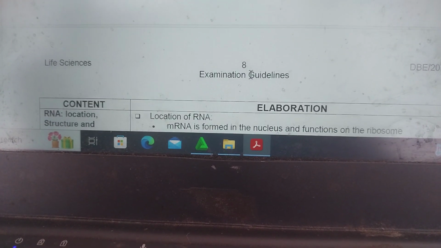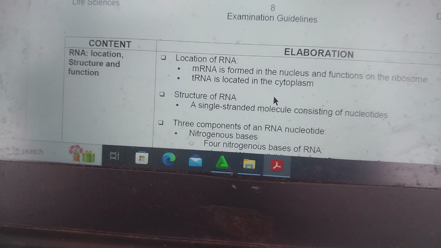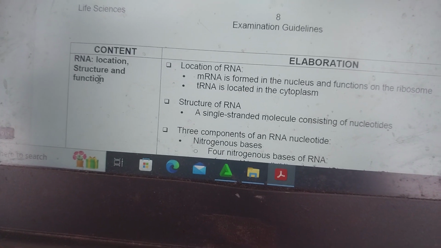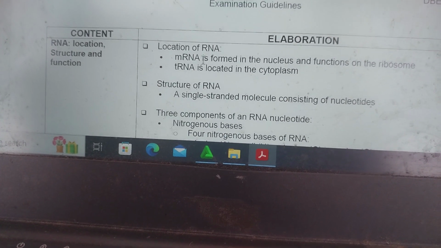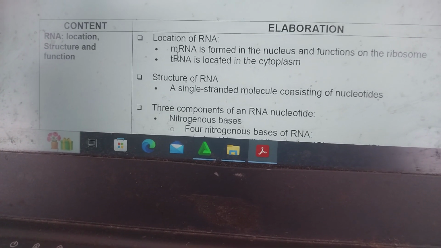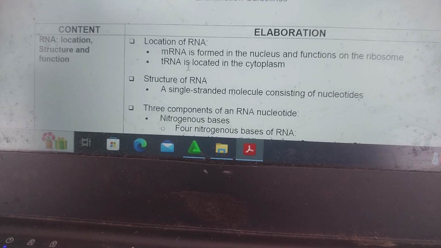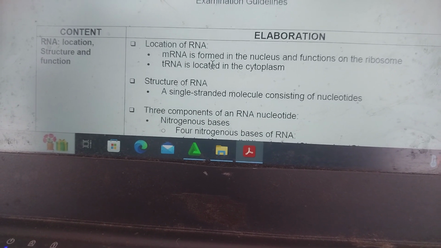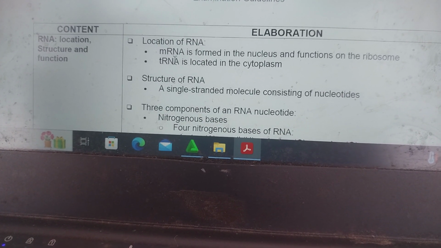Then also it is very important for you to take note that the other part of nucleic acid is RNA. And as I said, RNA is single-stranded. So one, you must know its location. So where is it located? It is located on messenger RNA, and also you have got transfer RNA. These are basically two, and you also have got ribosomal RNA, which is very important.